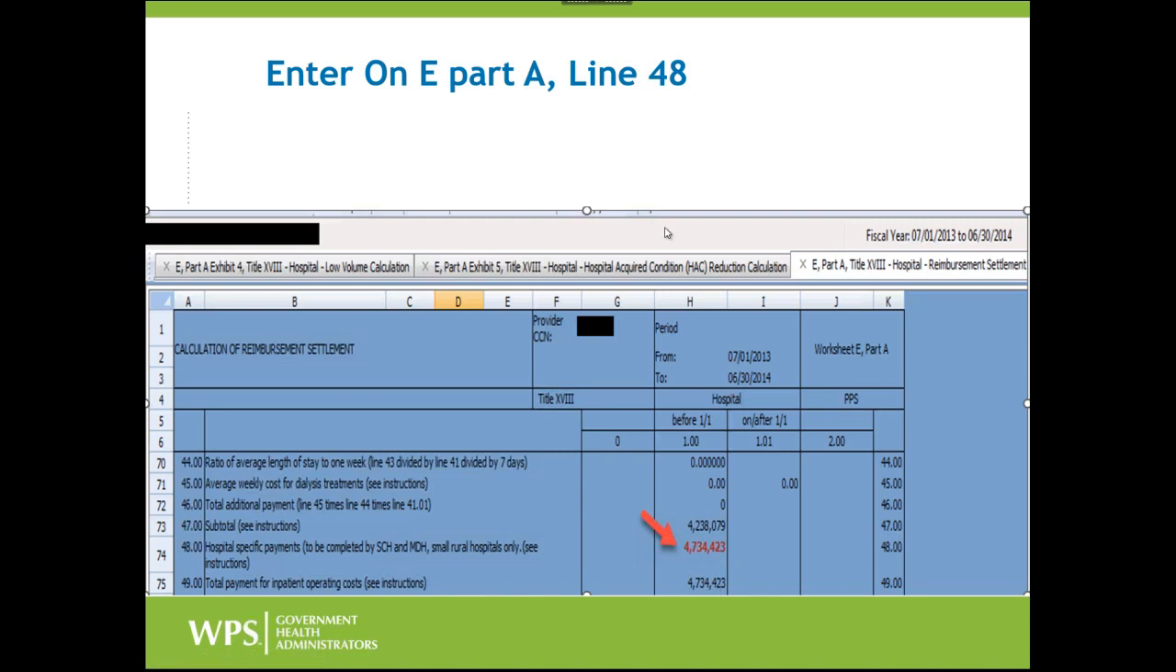That takes us through the discussion of the hospital-specific payment mechanism. Hopefully this has helped to clarify some of the issues you may have had.